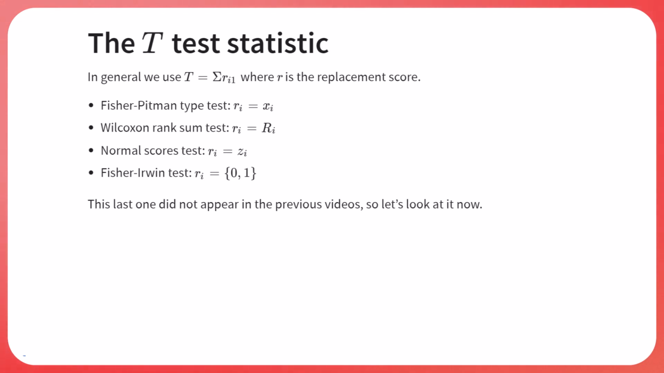If you are going to do a Fisher-Pitman type randomization test with original scores, then R becomes the original score. If you're going to do a Wilcoxon rank sum test, then R, the replacement, is the rank of the original score. If you're going to do a normal scores test, then R, the replacement score, is a van der Waerden normal score. And if you want to do the Fisher-Irwin test, then the replacement score is either a 0 or 1. I did not do this last one in previous videos, so let's look at it now. The result may surprise you.